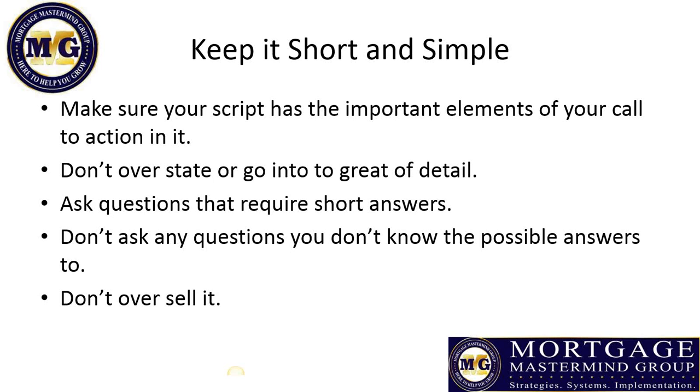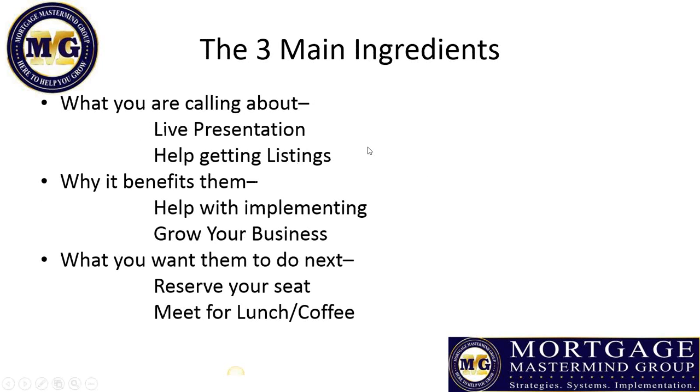Ask questions that require really short answers that engage them, and then don't ever ask questions that you don't know the possible answers to. That comes back to objections and overcoming objections. Don't ask questions that you don't know the answer to, because if you don't have the answer to that question, how are you going to overcome that objection? You aren't, and now you're stuck. So make sure you're asking questions that you know what the possible answers are going to be.